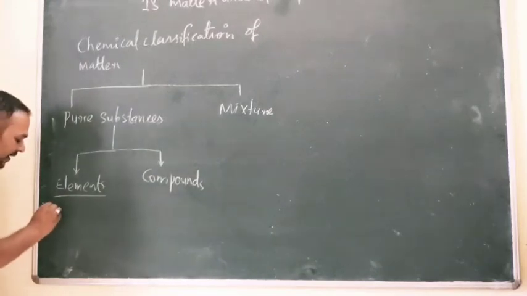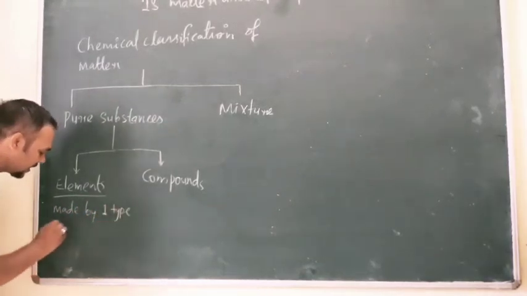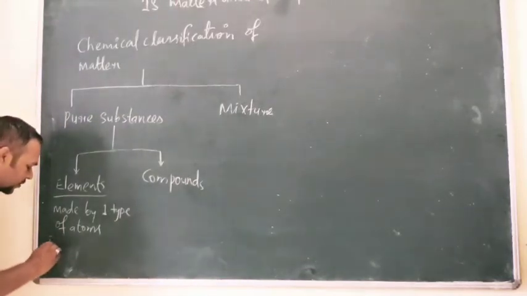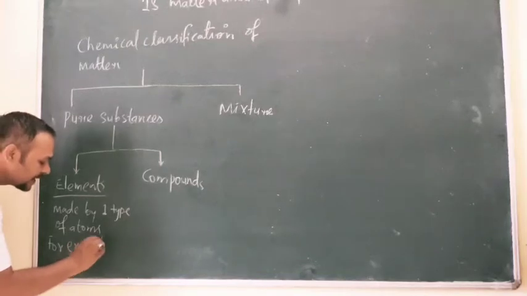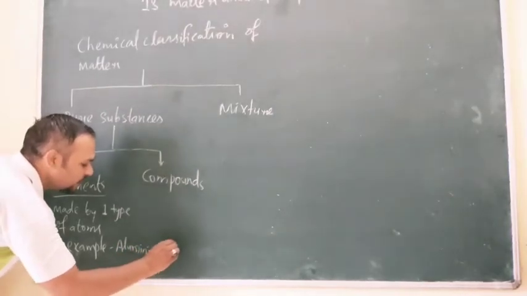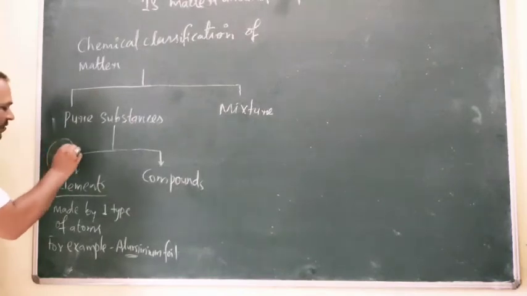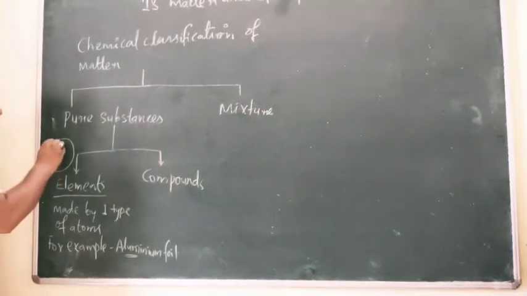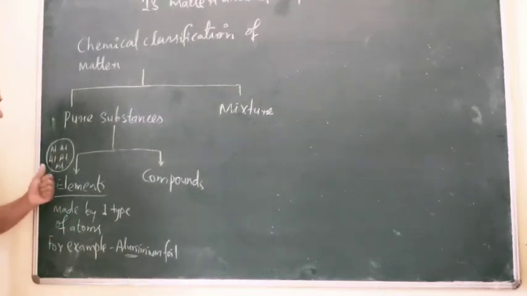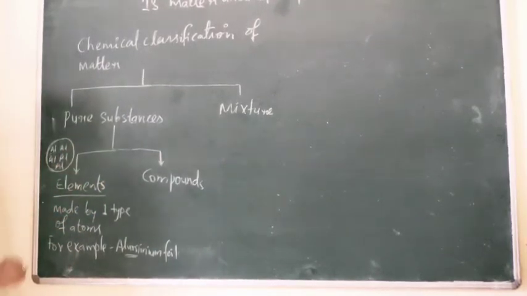Elements are made by one or single type of atoms. For example, you might have seen aluminium foil. Aluminium foil is made by only aluminium atoms. There is only one kind of atom. Suppose this is a part of aluminium foil, and all around you will find only aluminium atoms. There is no other atom present in aluminium foil. So here we can say elements are pure substances which are made by only one kind of atom.